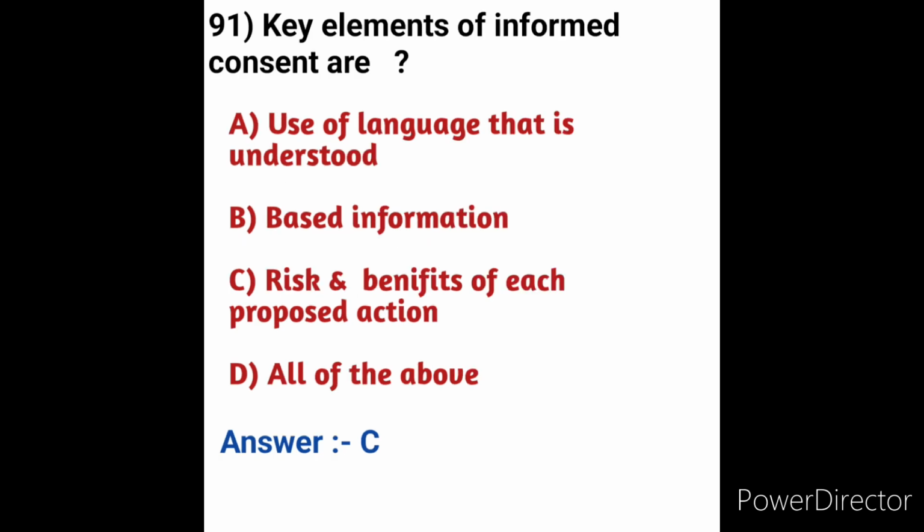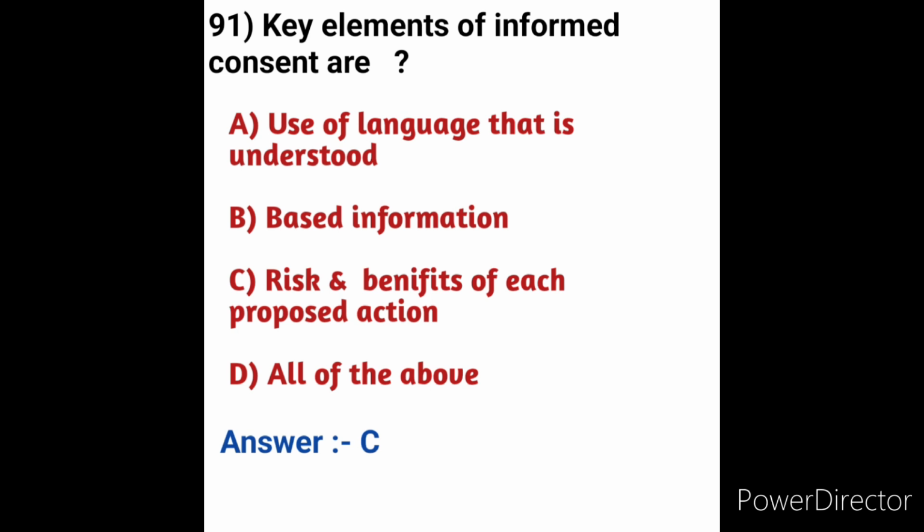Key elements of informed consent. What are the elements of informed consent from the following options? Option A, use of language that is understood. Option B, based information. Option C, risk and benefits of each proposed action. And option D, all of the above.